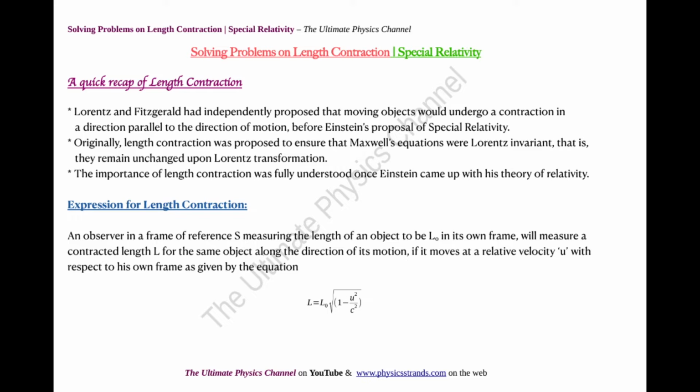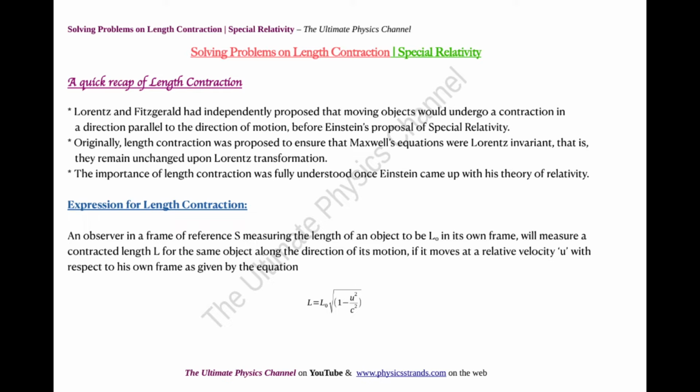Now the expression for length contraction: an observer in a frame of reference S measuring the length of an object to be L naught in its own frame will measure a contracted length L for the same object along the direction of motion if it moves at a relative velocity u with respect to his own frame, as given by this equation. Capital L is equal to capital L naught times square root of 1 minus u squared over c squared.